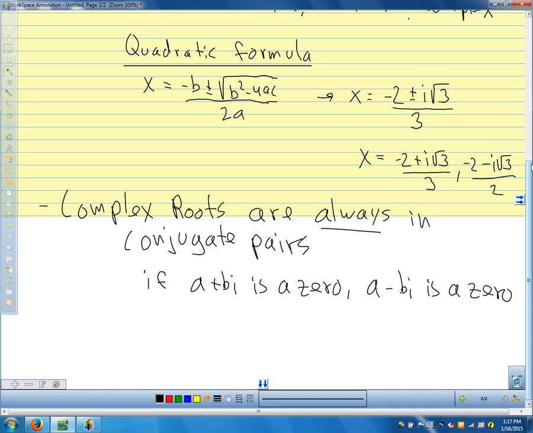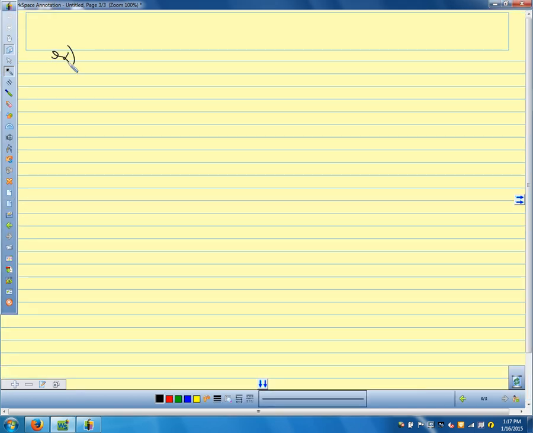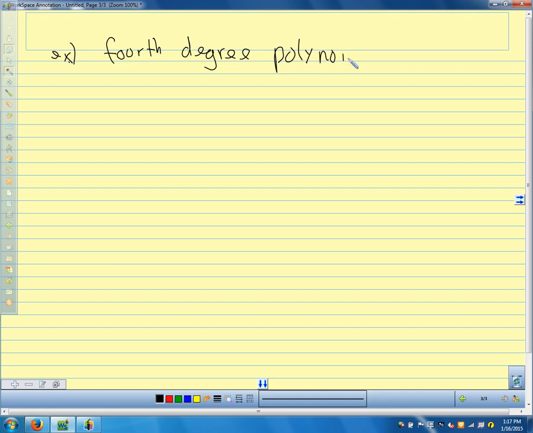So let's say our question says we want a 4th degree polynomial with zeros 0, 1, and 2 minus 3i. So we want to write this 4th degree polynomial.